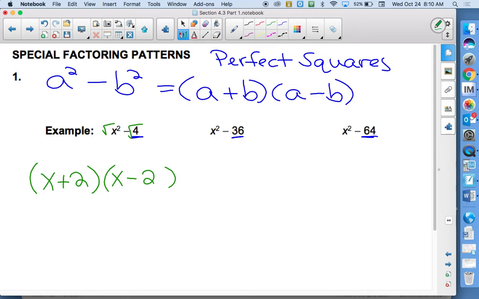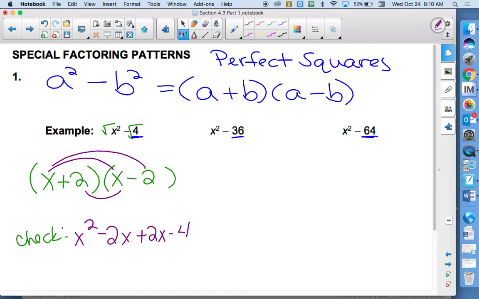And then if you did a quick check, again, you don't have to, but just to show you how this works. We have x squared minus 2x plus 2x and then minus 4. These 2 terms, because one's a positive and one's a negative, cancel. That's how you get terms to cancel, because you have one being a plus and one being a minus. So looking at the second one, we have x squared minus 36.